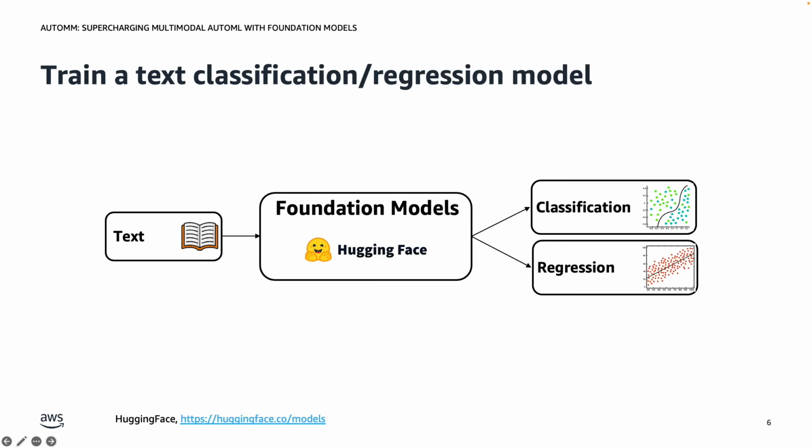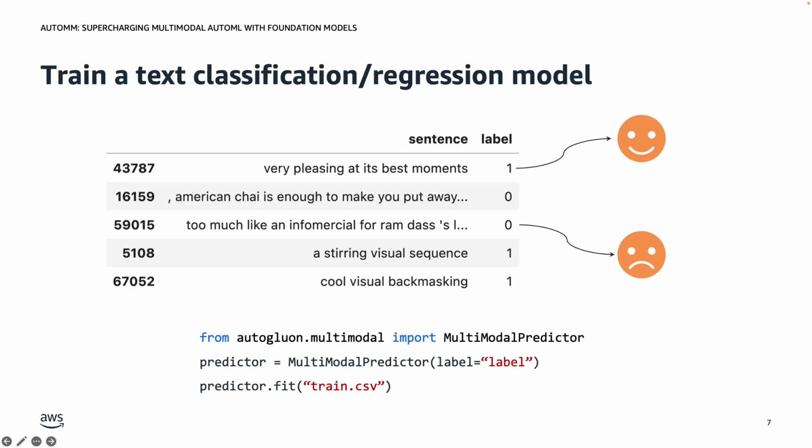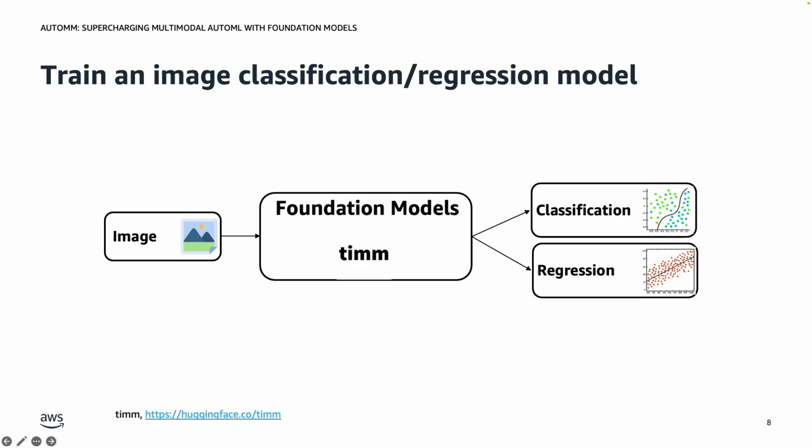First, assume you want to train a text classifier or regressor. Here is one concrete example: sentiment analysis. AutoMM uses dataframe as the input data structure. Basically, each row is one sample, each column is one feature. To use 3 lines of code, import multimodal predictor, initialize it, and call the fit API.